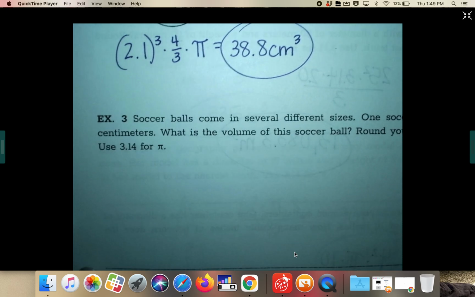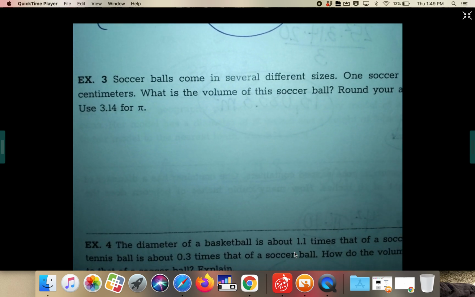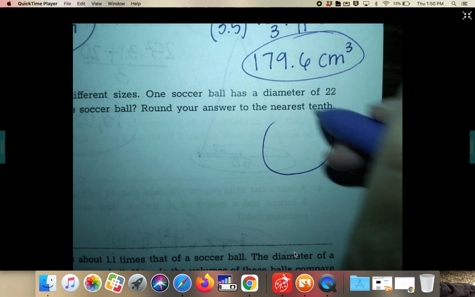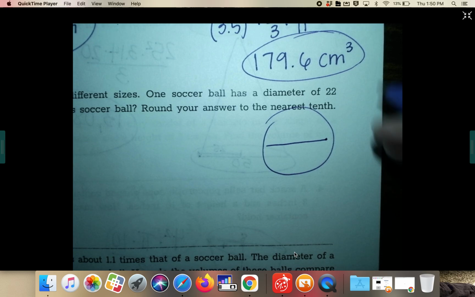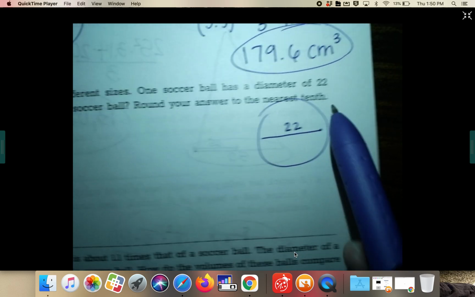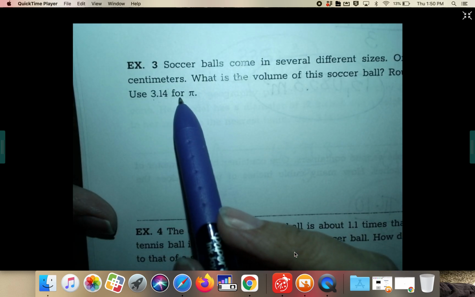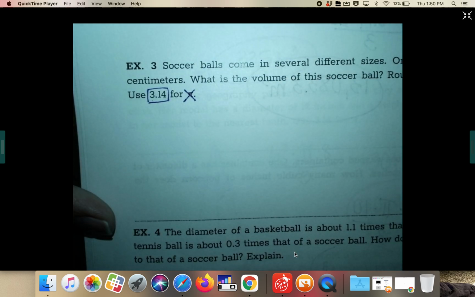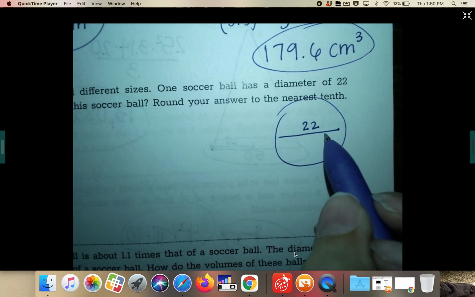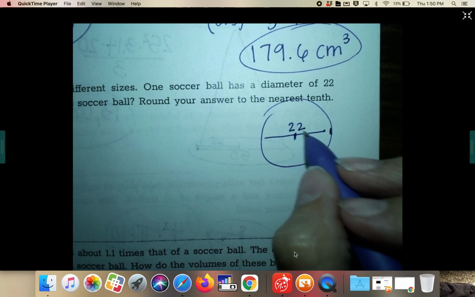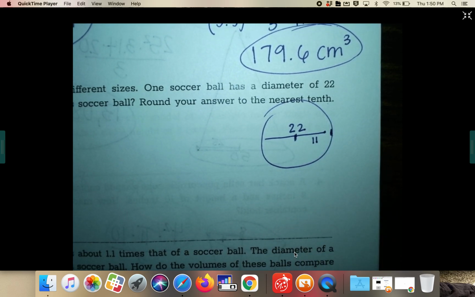All right, let's look at our word problem. It says that soccer balls come in several different sizes. One soccer ball has a diameter of 22. Let's remember that a diameter is all the way across. Centimeters. What is the volume of this soccer ball, rounded to the nearest tenth? And this time it's telling us to use 3.14 for pi. So instead of pushing the pi button this time, I'm going to type in my calculator 3.14. So if the diameter is 22, I need half of it. So I can go in my calculator and divide by 2. Or if you can do that in your head, half of 22 is 11.